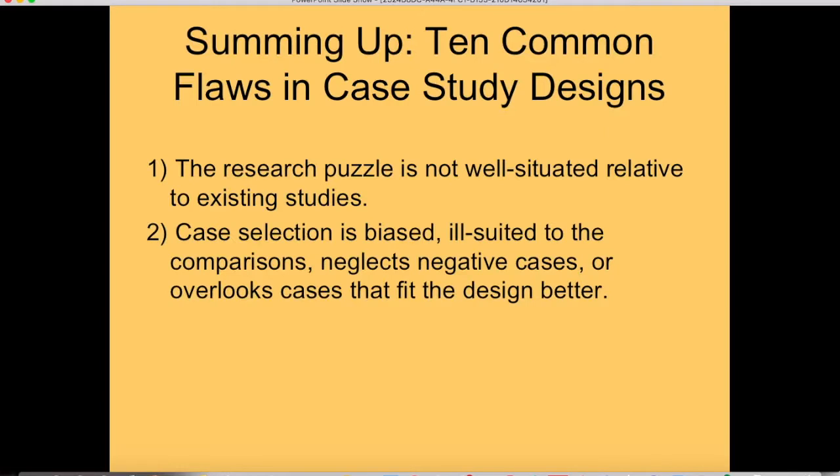The second one is if there are problems in the case selection, if there's some obvious selection bias or selection effects. If I, as a reviewer, think that I can come up with better case selection for your puzzle than the selection you're giving me, that's a problem.